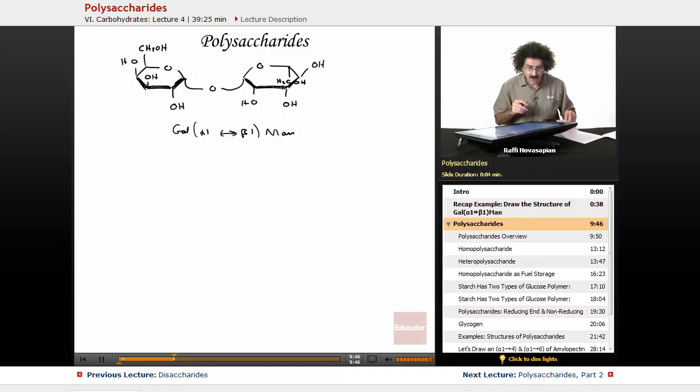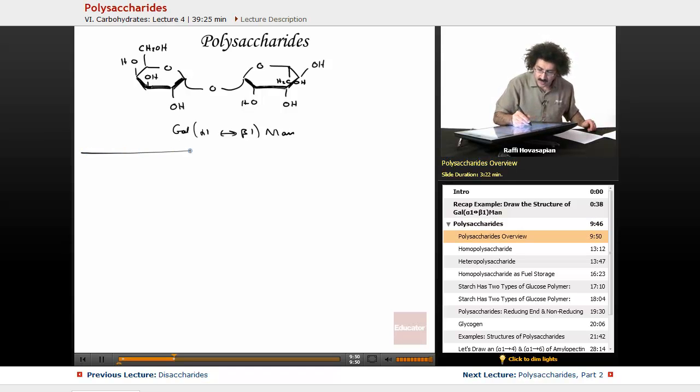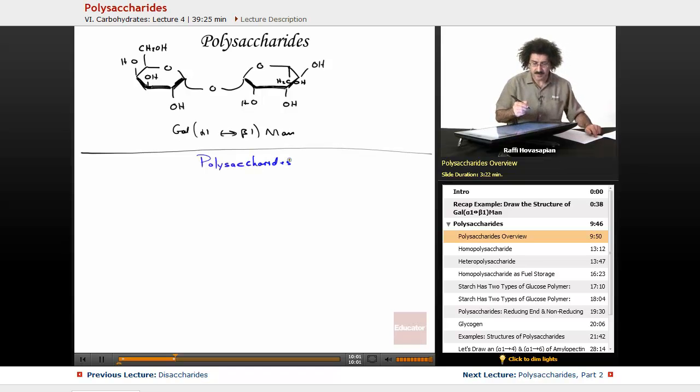Okay, so let's start our discussion of polysaccharides. So go ahead and I'm going to do this in blue. So polysaccharides. Now we're just going to be adding a whole bunch of monomers, one after the other on a chain, just like we did with proteins, except those were amino acids instead of sugar units. So polysacchs.